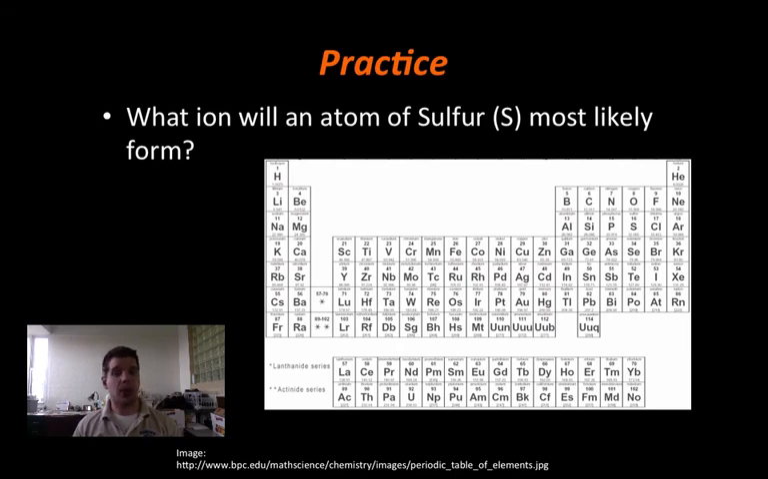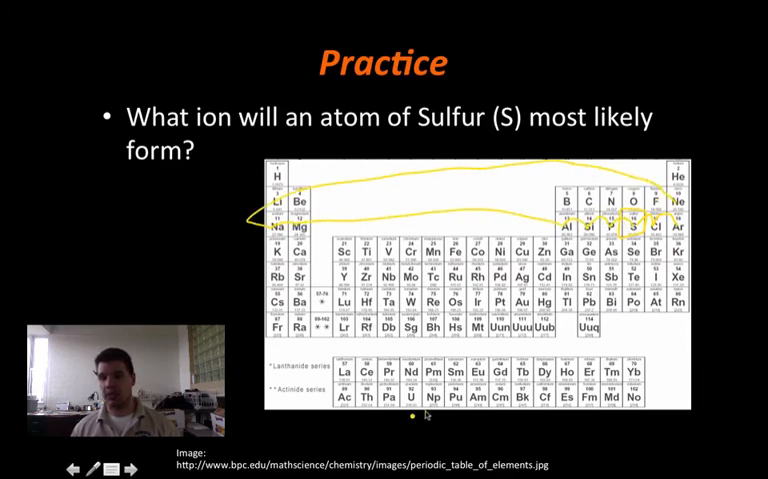Just going to practice real quick with a couple of these just to make sure we're on track with it. So we want to know what ion an atom of sulfur will most likely form. So first we find sulfur on the periodic table because we need to know how many valence electrons he has. Sulfur is right here. It's in the 6th column. Okay, so he can either gain 1, 2 to get to that noble gas column, or he can go back 1, 2, 3, 4, 5, 6.